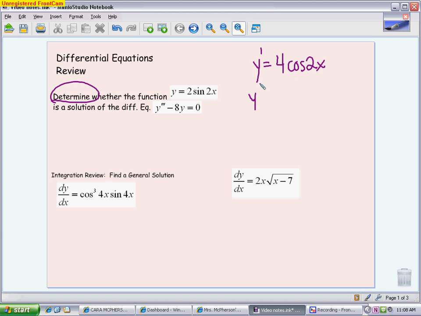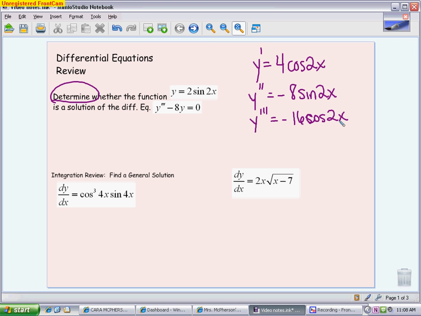Then we're going to derive again. The derivative of cosine is negative sine, and I'm going to multiply by 2 again. So every time I have to multiply by the derivative of the angle. So I get negative 8 sine 2x. And then one more will get me to my third derivative. The derivative of sine is cosine, it stays negative, and I multiply by 2 again. So I get negative 16 cosine 2x. That is as far as I need to go with my derivative process.